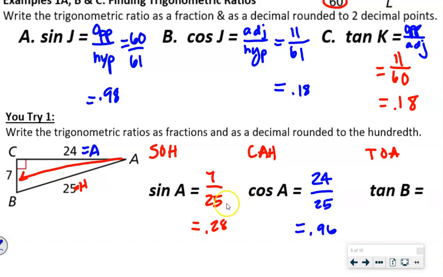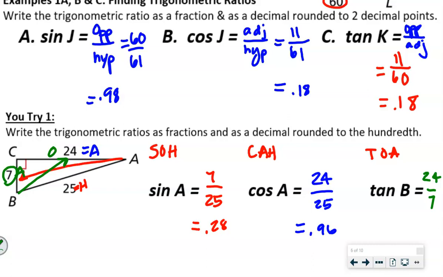And tangent, again, is going to be opposite over adjacent. So this time we're talking about angle B, right? So our opposite now is going to be there, and our adjacent is right here beside. So that's going to be our A, and this is going to be our O. Okay, so this is going to be 24 over 7.